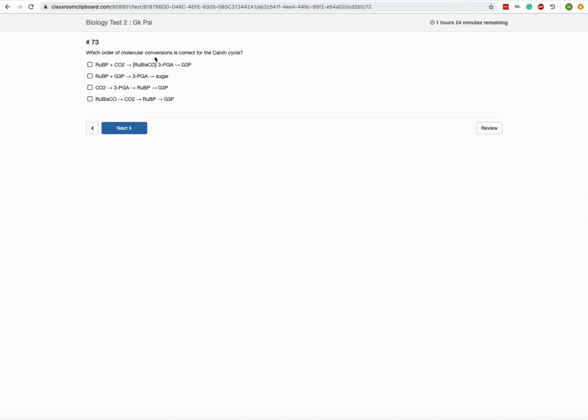Which order of molecular conversions is correct for the Calvin cycle, which is the light independent cycle? So you start with ribulose bisphosphate and you add carbon dioxide to it, and the enzyme that makes this happen is rubisco. Then you get a 3-PGA, and from that 3-PGA you get glyceraldehyde 3-phosphate, which becomes glucose.